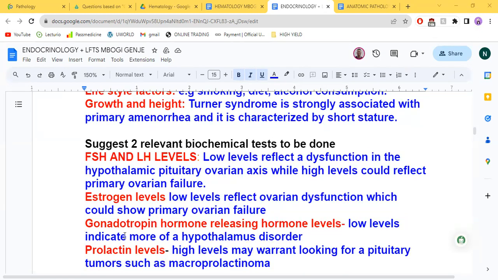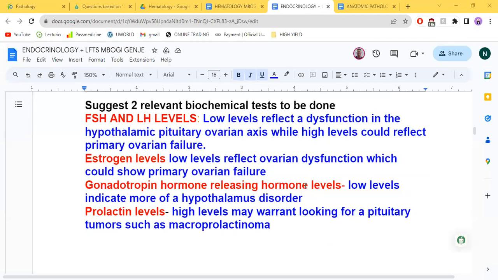And then prolactin. We know gonadotrophin releasing hormone acts to release FSH and LH. So you can imagine this one is in the hypothalamus. If you check the FSH and LH, you're checking at the anterior pituitary level. Then prolactin, high levels may warrant looking for pituitary tumor such as a macroprolactinoma. Yes, so these are the 1, 2, 3, 4, 5 biochemical tests to be done.